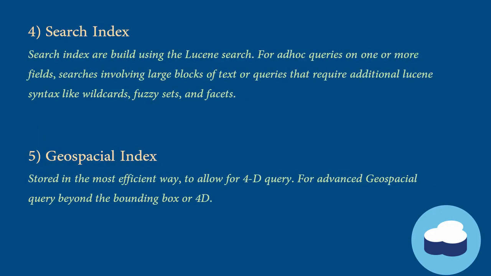Then we have a search index that is unique to Cloudant, which is built using Lucene search for ad hoc queries or temporary queries on one or more fields. Searches involve large blocks of text or queries that require additional Lucene syntax like wildcards, fuzzy sets, and phrase sets. We are going to learn about them in the coming videos.